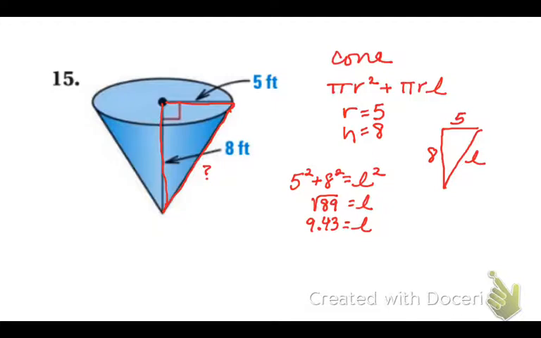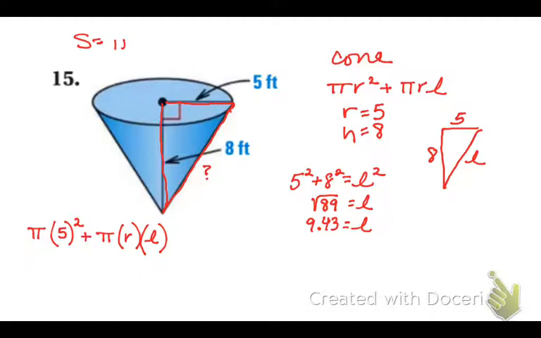So let's plug that into the equation. So I have pi, my r is 5 squared, plus pi times r times slant height. Remember, the basic equation was S equals pi r squared plus pi r L.